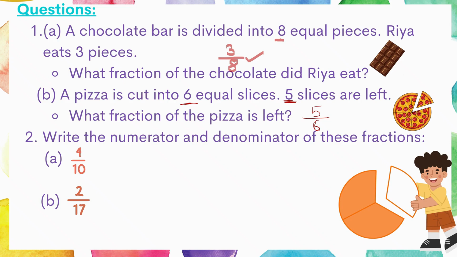Now, write the numerator and denominator of this fraction. So friends, can you tell me which is the numerator, which is the denominator? Okay. 4 is the numerator, 10 is the denominator. Here 2 is the numerator and 17 is the denominator. Very good job.